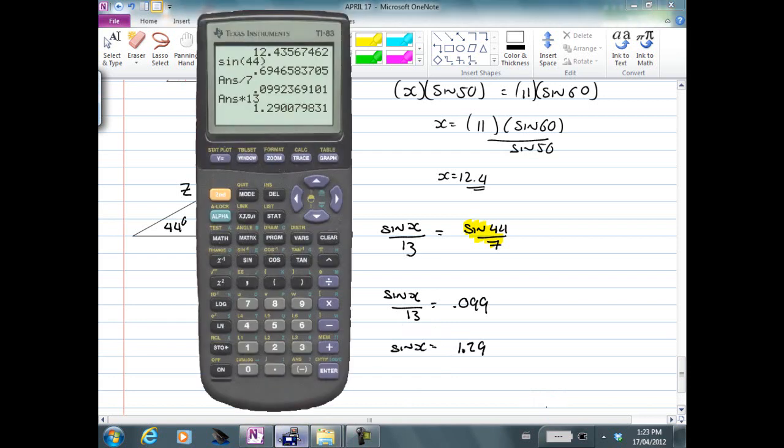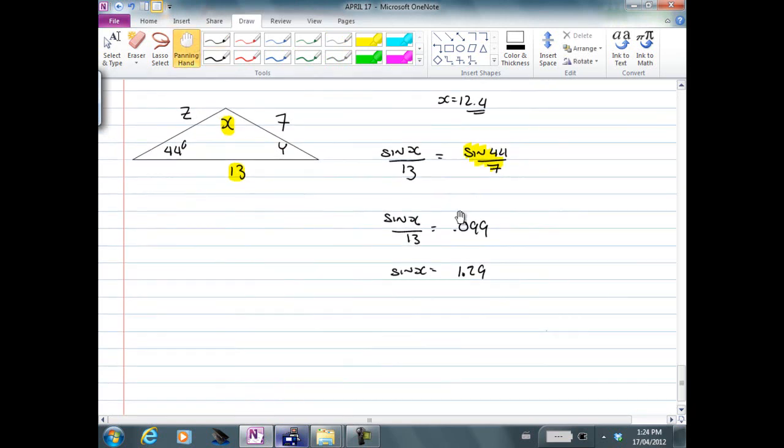But now, how do you find x? Inverse sine, so let's inverse sine. And the moment you do inverse sine, look what happens. It says error. What this means is this. x equals error, which means you can never have a triangle that has 44, 13, 7. No such triangle can ever exist. So it's the way it's designed. If I ever give you a protractor and a ruler and I ask you to draw this out, you can never have it that way because there's an error.